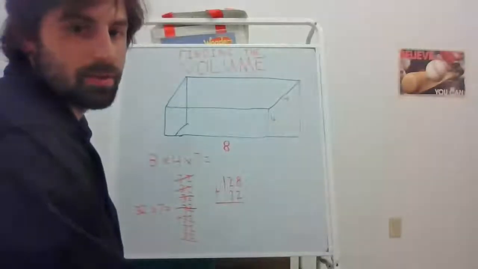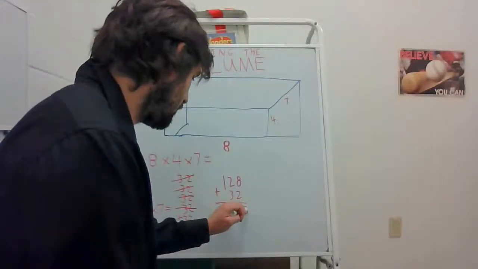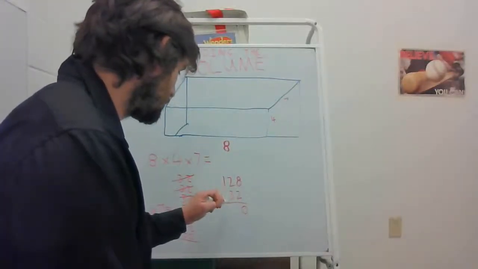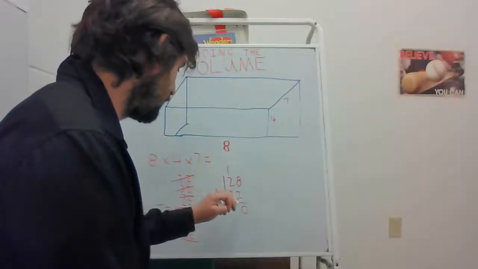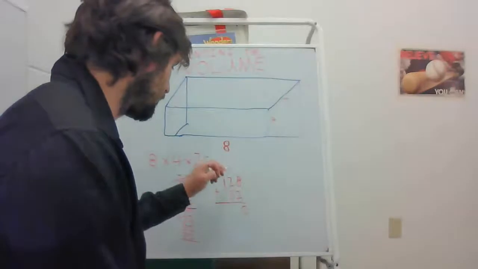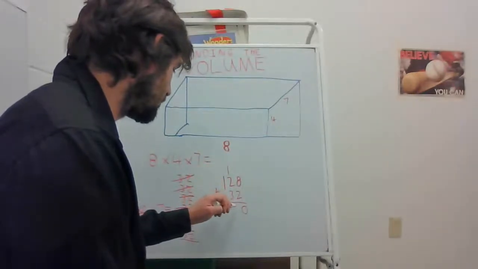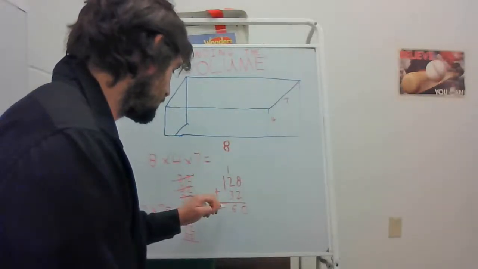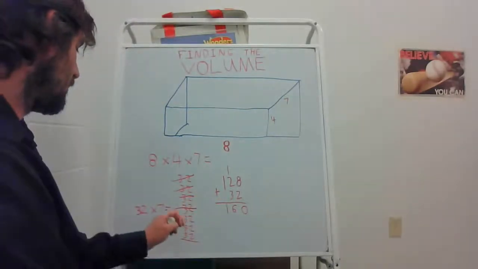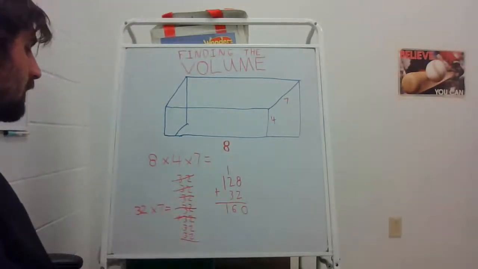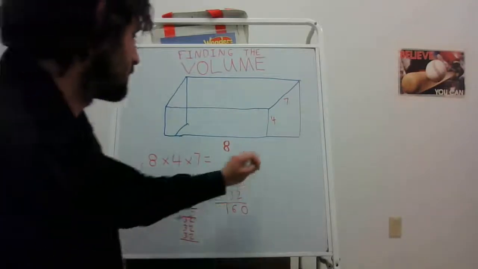128 plus 32. 8 plus 2 equals 10. 0, carry the 1. 2 plus 3 equals 5, plus the 1 is 6. 1 plus 0 is 1. 160. All right, we just added 32 5 times.